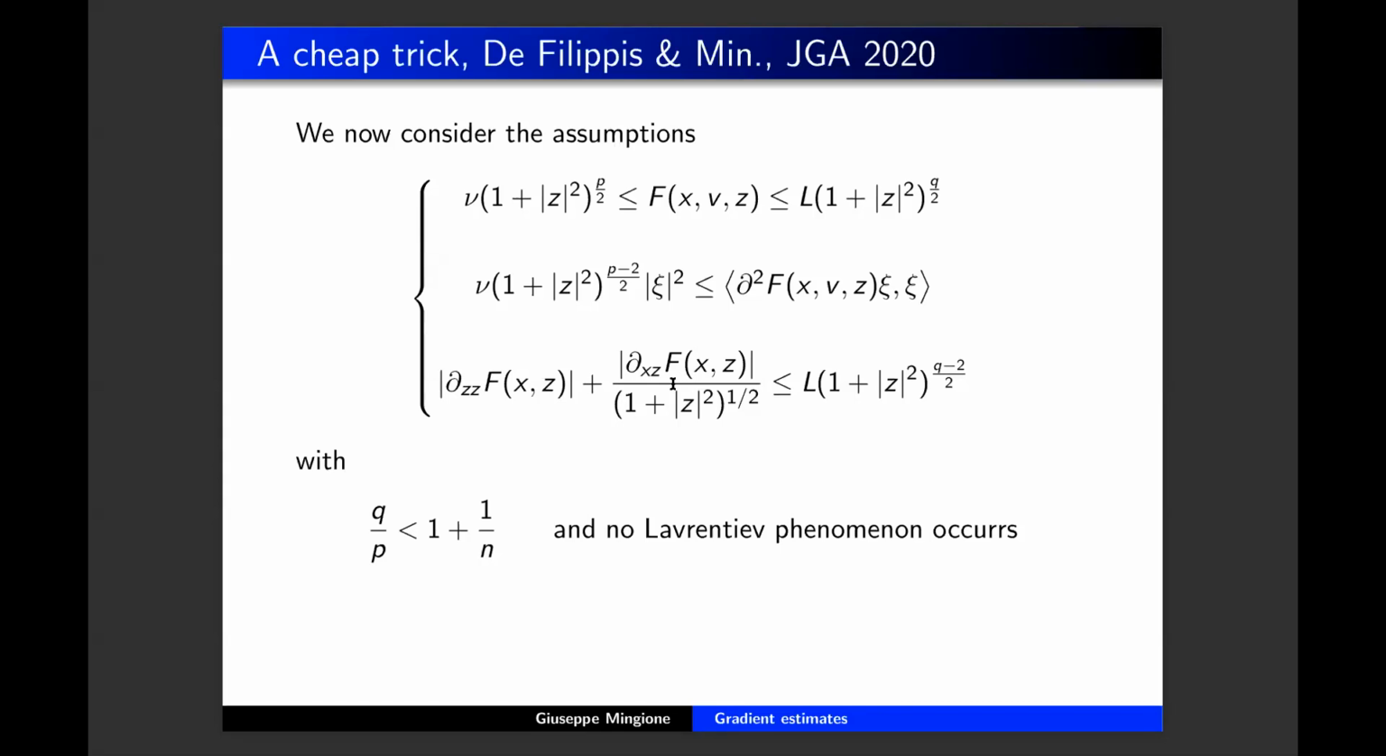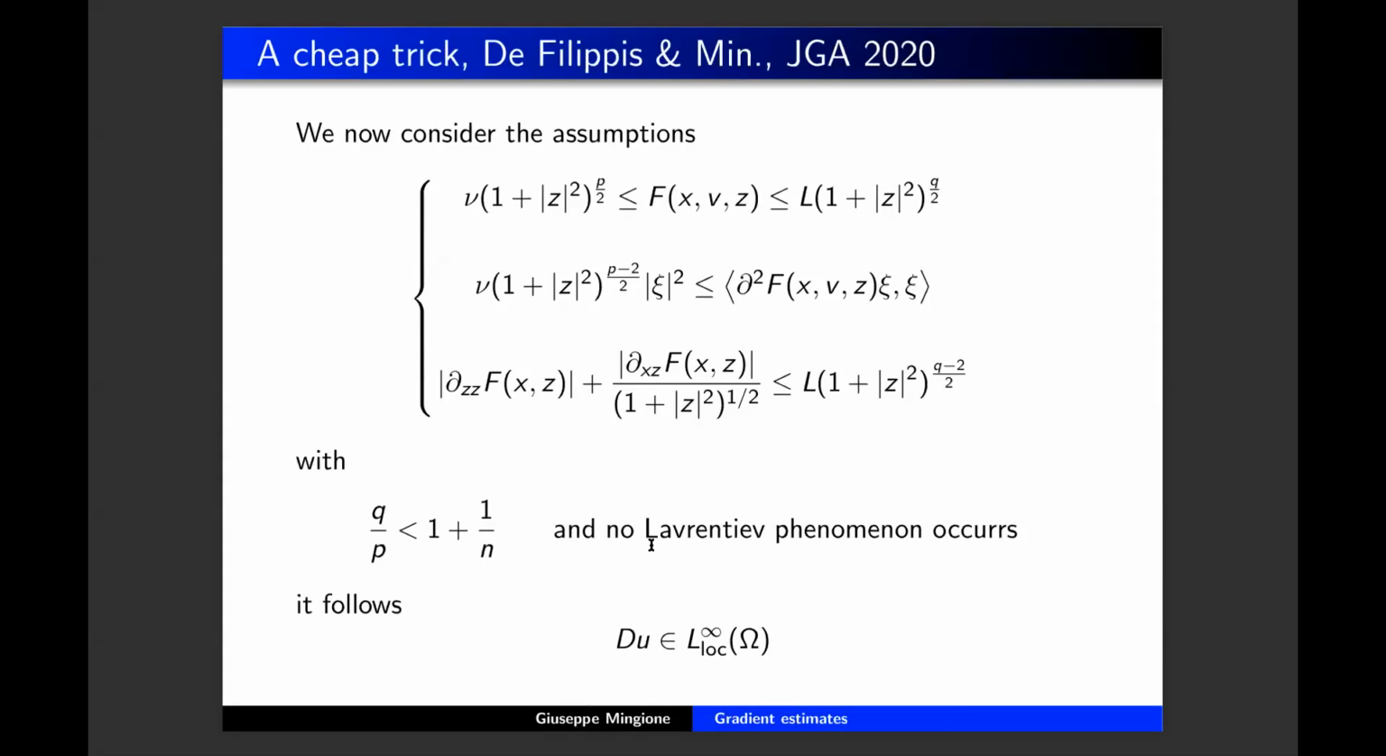This is a result which is already known. The result tells you that I have a functional with p,q growth, so the same p,q on first derivatives, and I have Lipschitz continuity with respect to the coefficients. Under this assumption, if you browse through the literature, you can find long proofs telling you that if this is the bound, and this bound is optimal, and that there is no Lavrentiev phenomenon, then you can prove that the gradient is locally bounded.